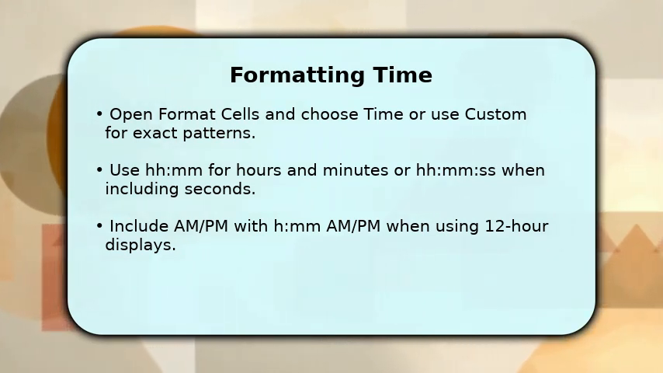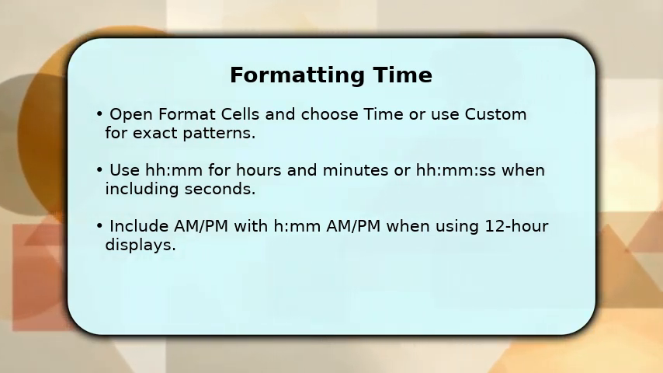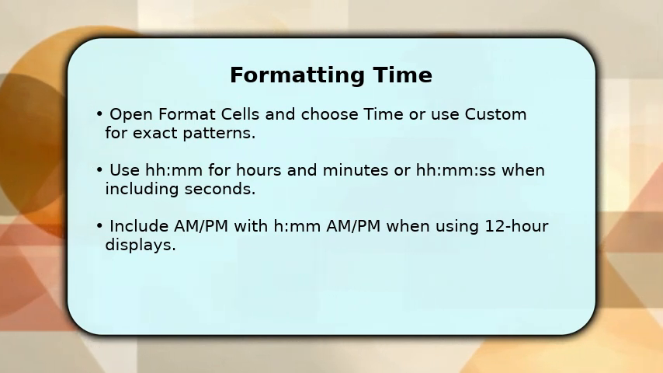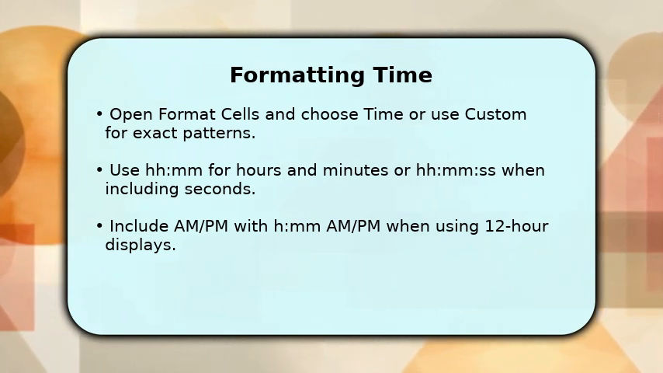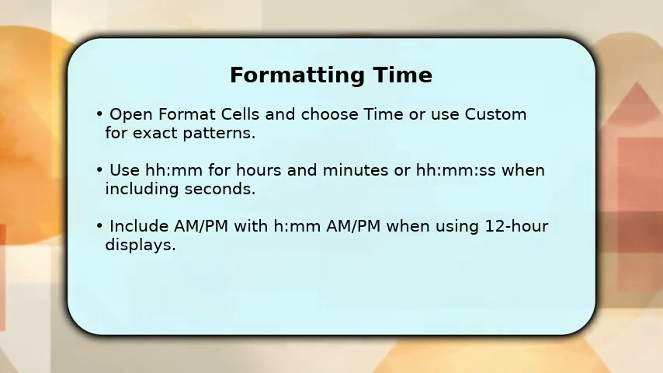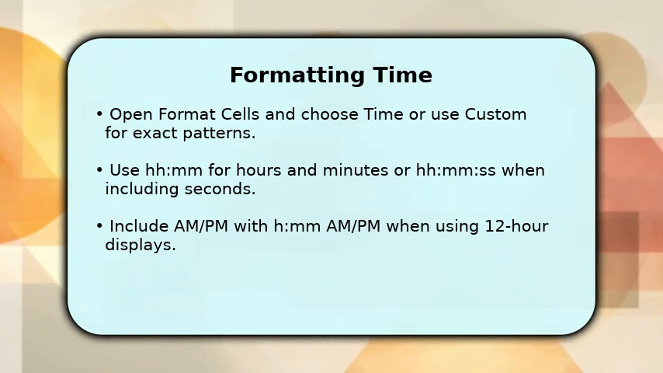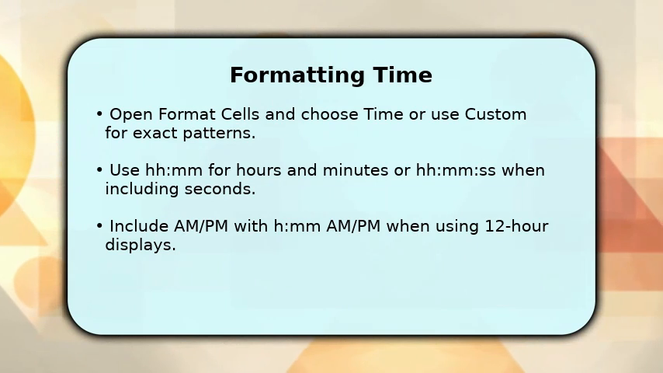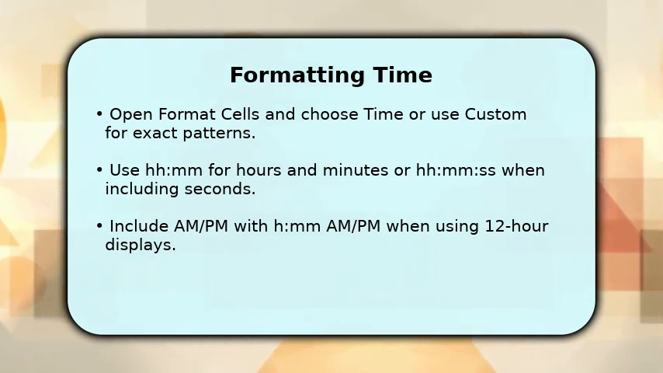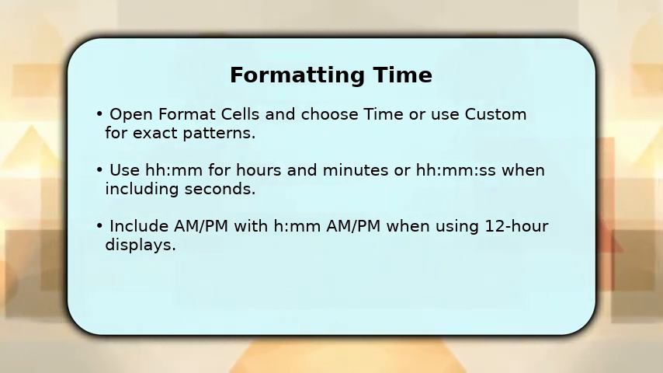For consistent display, use HH:MM:SS formats, and add AM/PM for 12-hour clocks. Custom patterns let you show leading zeros, remove seconds, or display hours beyond 24 for cumulative totals. This ensures every time entry looks the same and formulas calculate correctly across your workbook.